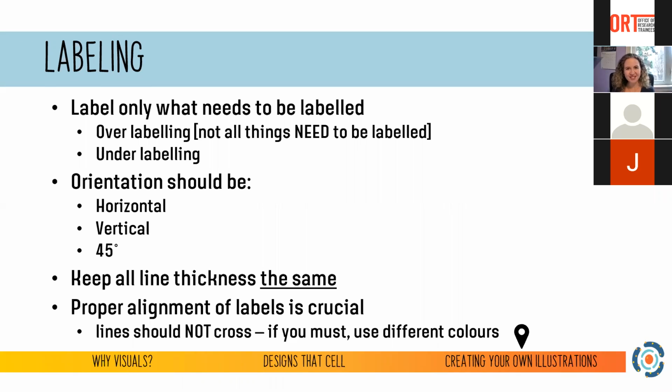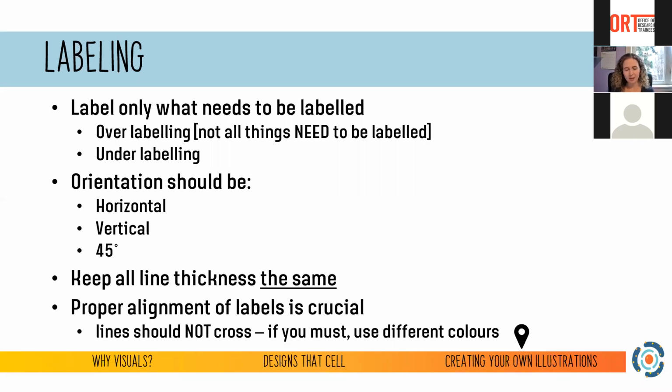All right, we're almost there. The next step I wanted to talk about was labeling. When you're labeling a diagram, it's important to only label what needs to be labeled, because you don't want to label too much, as then you're cluttering the illustration and missing your important points.